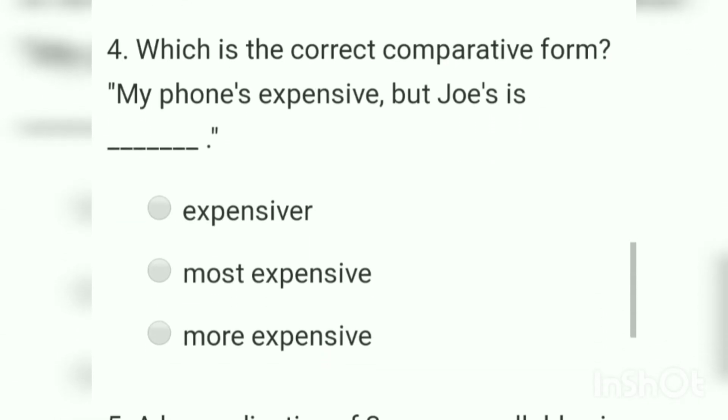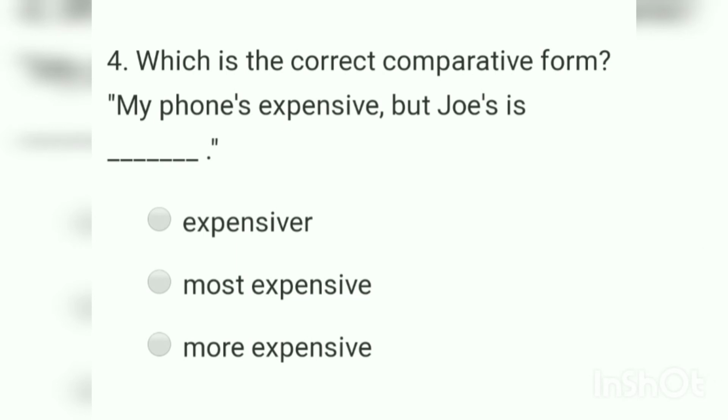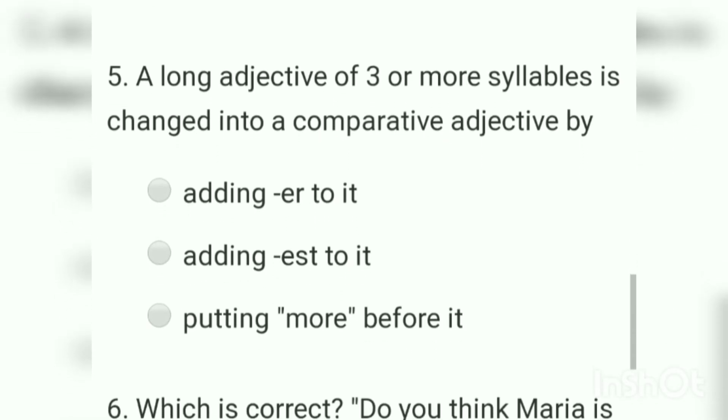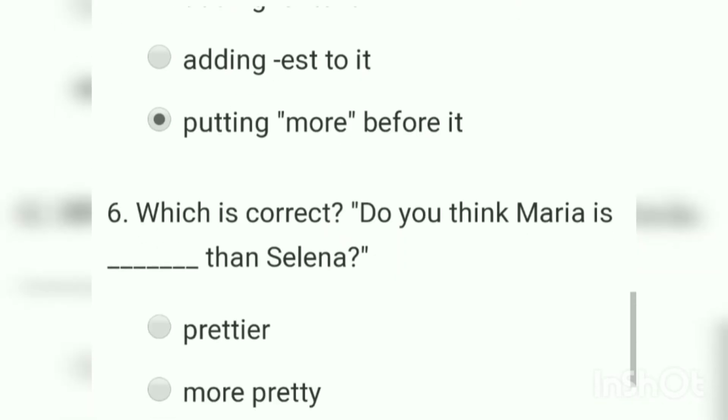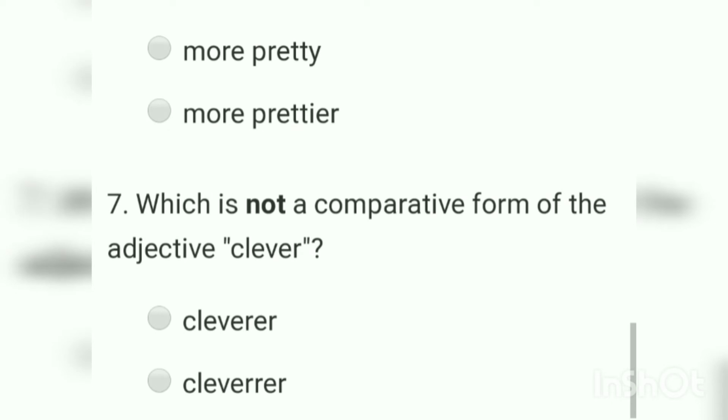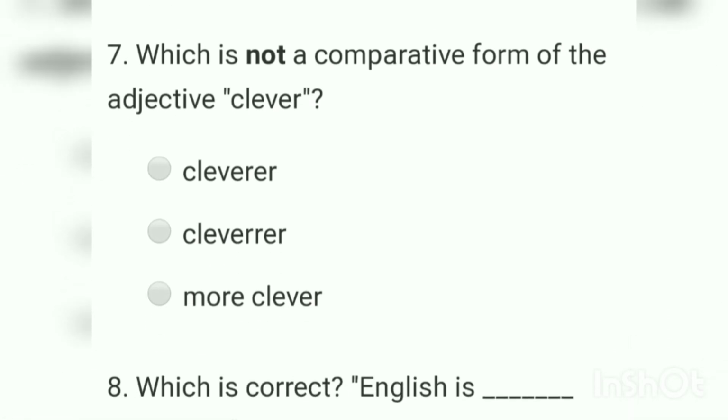Which is the correct comparative form? My phone's expensive but Joe's is more expensive. A long adjective of 3 or more syllables is changed into a comparative adjective by putting more before it. Which is correct? Do you think Maria is dash than Selena? Prettier than. Which is not a comparative form of adjective? Clever, more clever, cleverer.